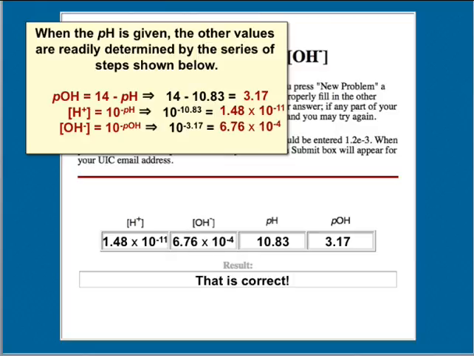And it's about 6.7 times 10 to the minus 4. I'm lost. Step one, the first thing I did was the easy one. I know that pH plus pOH is always 14, right? Always 14. So I simply subtract and I found pOH.